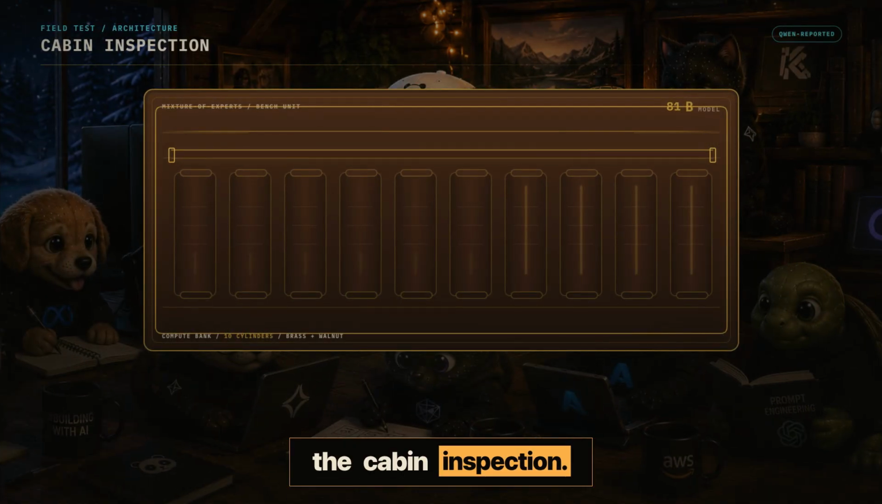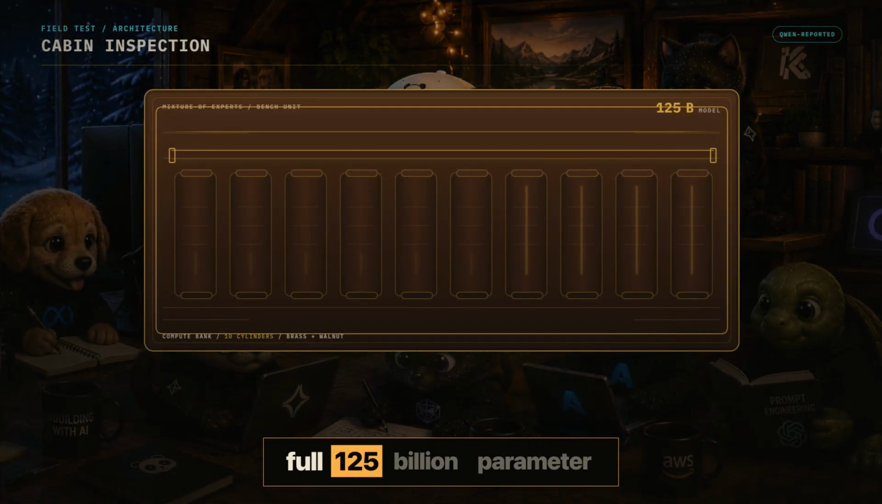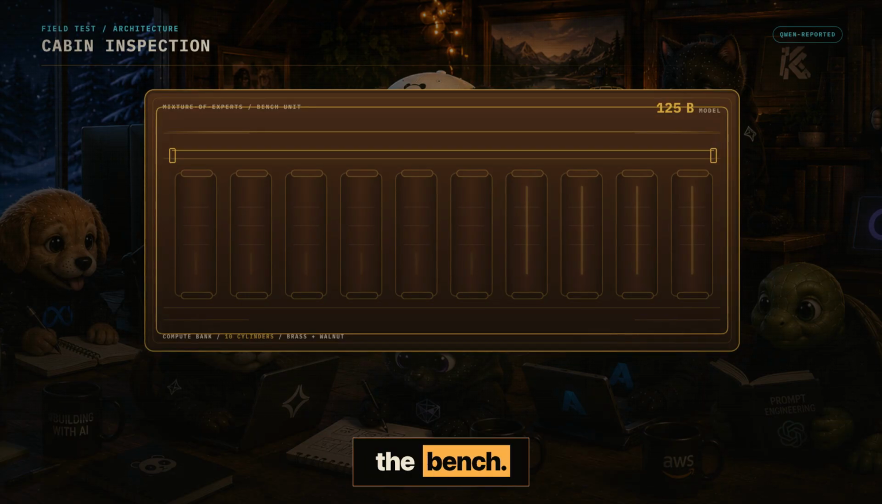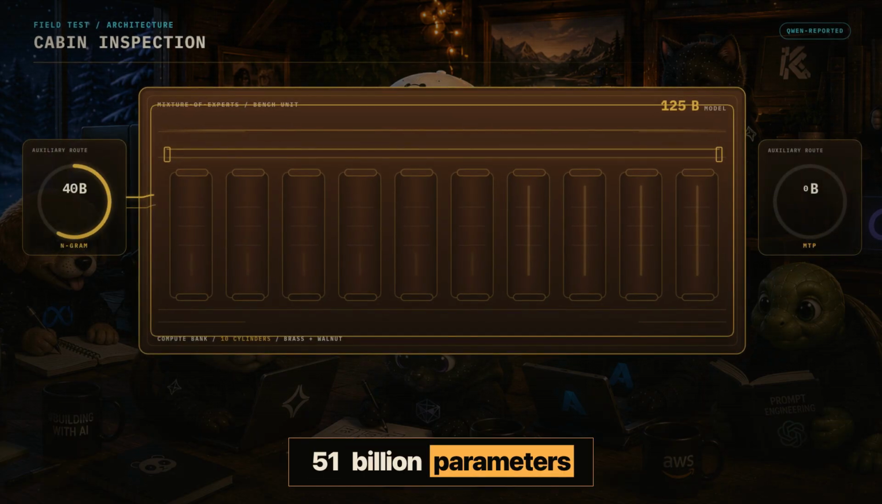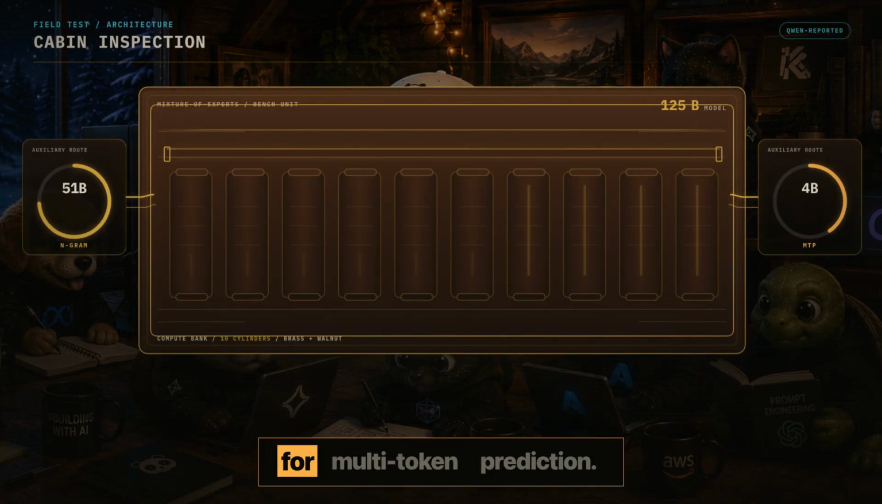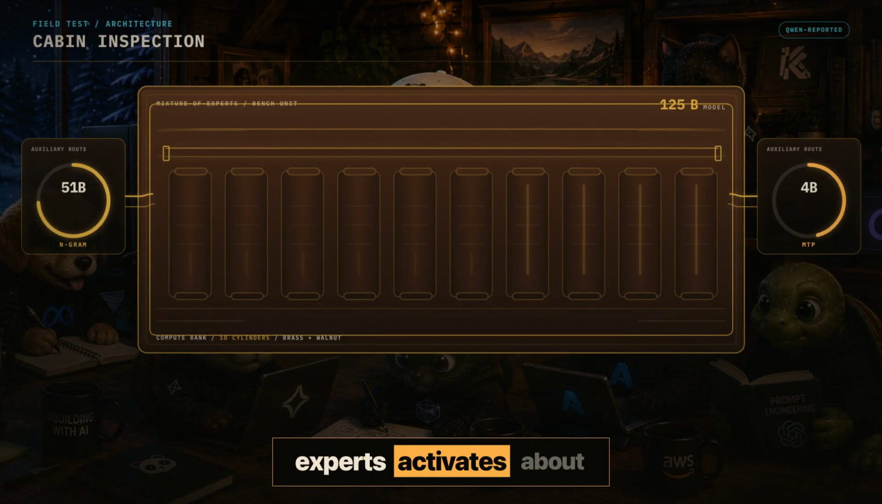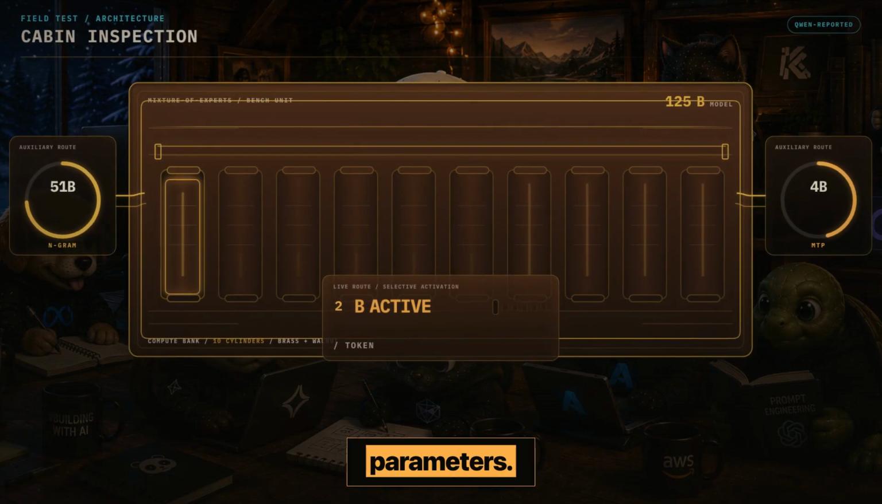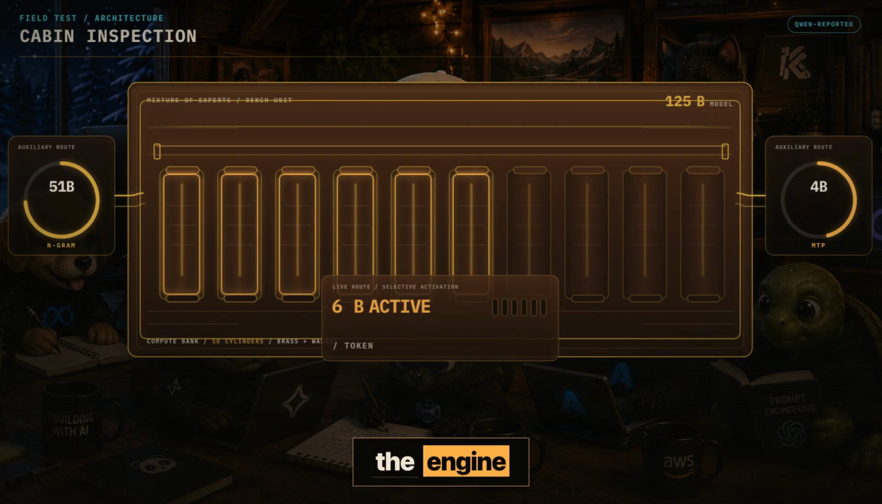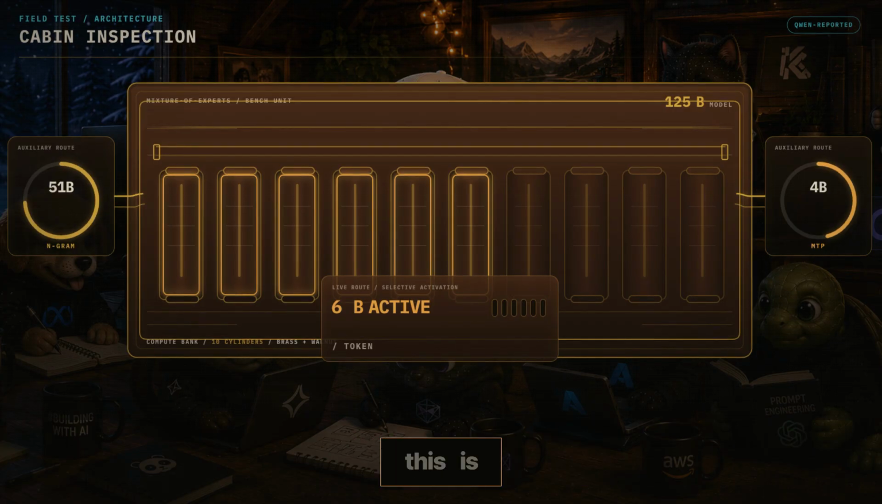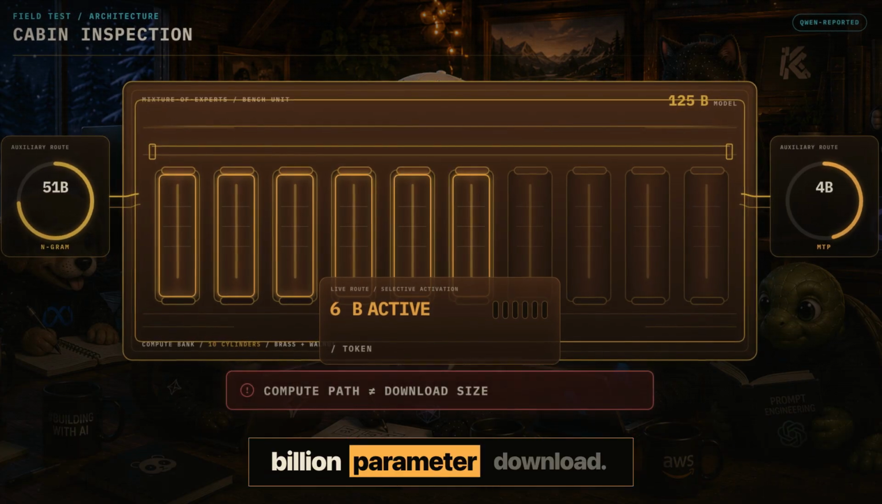Welcome to the cabin inspection. Picture the full 125 billion parameter assembly on the bench. Qwen adds 51 billion parameters of n-gram embeddings and 4 billion for multi-token prediction. But for any one token, the mixture of experts activates about 6 billion model parameters. 6 cylinders light up, while the rest of the engine is still physically sitting there. Efficient compute path, yes. This is absolutely not a 6 billion parameter download.